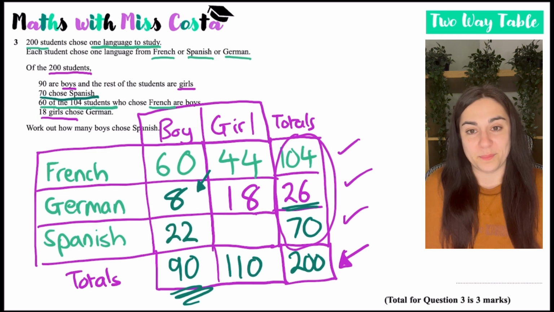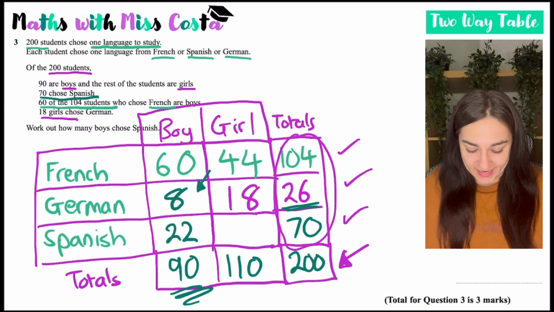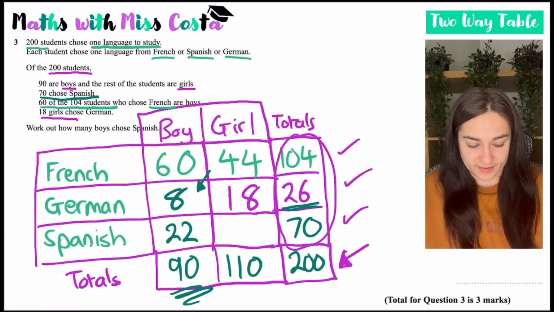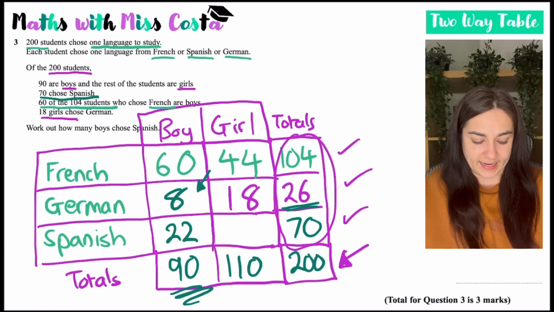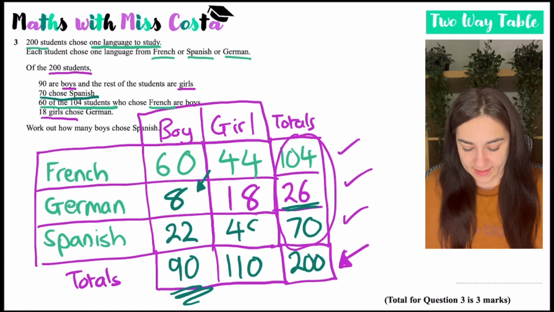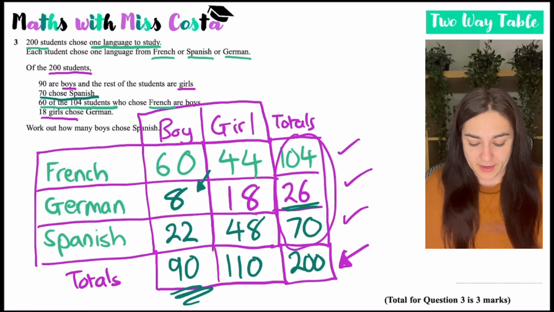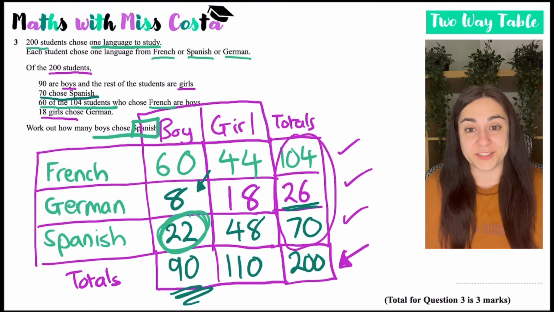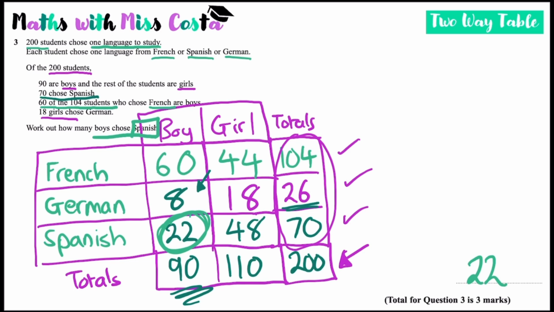I could fill out the last little missing piece just by doing 110, take 44, take 18, which leaves me with 48, and then my full two-way table is complete. But I'm being asked to work out how many boys chose Spanish. So all I need to do is get to this part here where I figure out how many boys chose Spanish, and that would be 20.